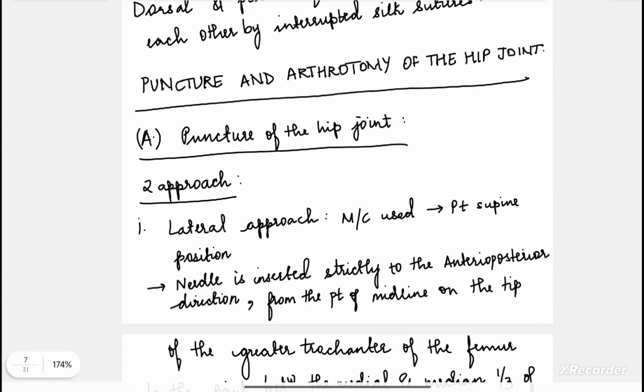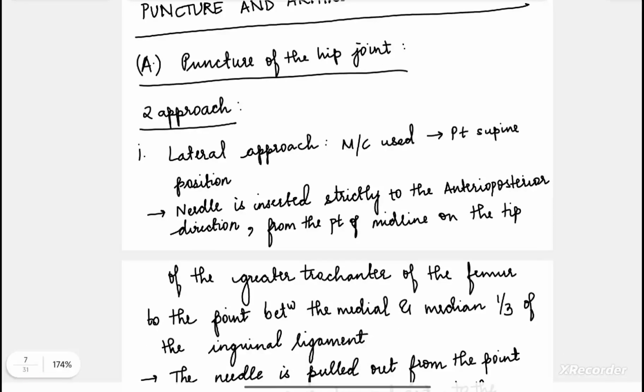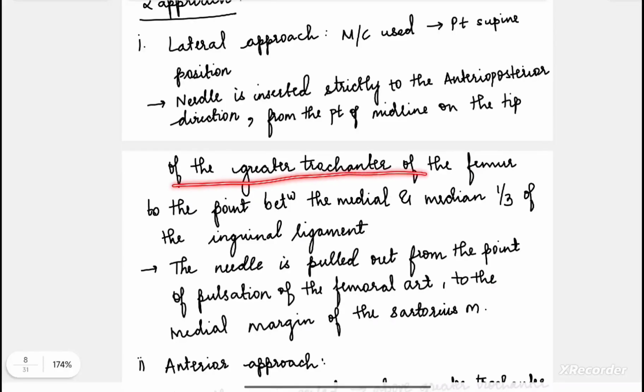Next is puncture and arthrotomy of the hip joint. Puncture of the hip joint. There are two approaches. Lateral approach is the most commonly used, with the patient in supine position. Needle is inserted strictly in the anterior posterior direction from the midline point on the tip of the greater trochanter of the femur to the point between the medial and middle 1/3 of the inguinal ligament.